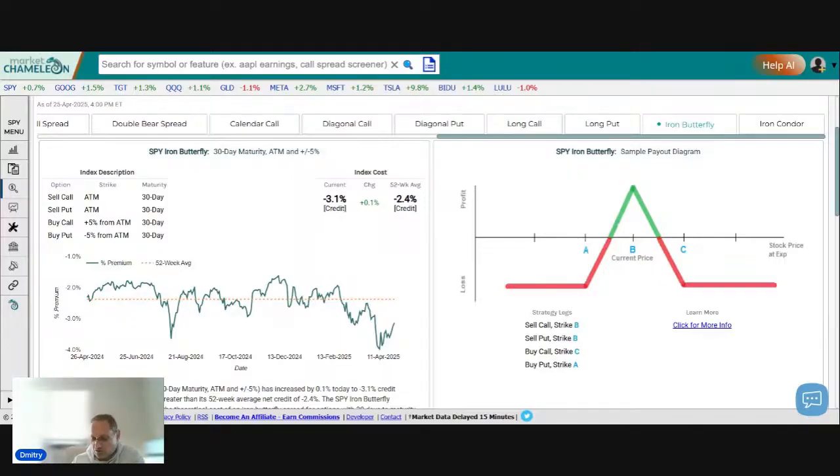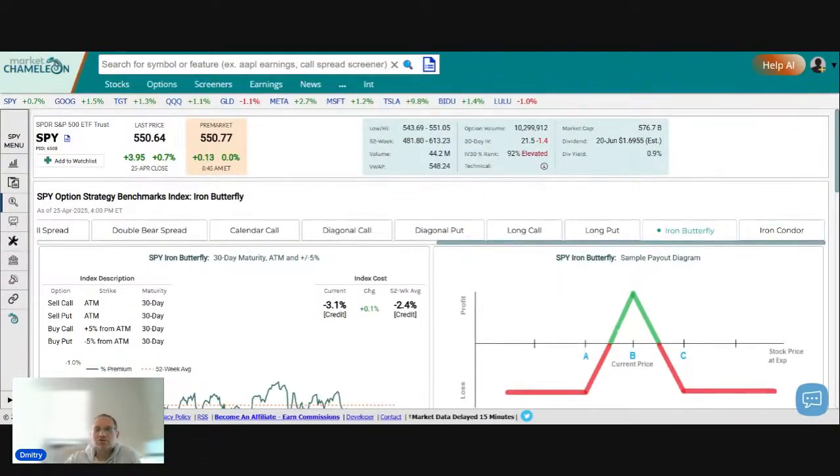And if your outlook is, well, in the next 30 days maybe we'll move around, but I think that this is my sweet spot here, I think that this is where we're going to end up, well, then you could look at this as an opportunity, because now you're getting even more credit. You're getting paid more from the markets to take on that risk. Okay, so there's a bigger reward if you're correct.